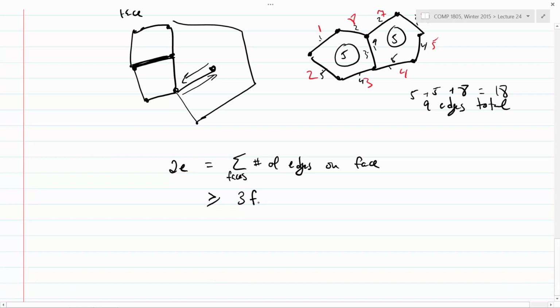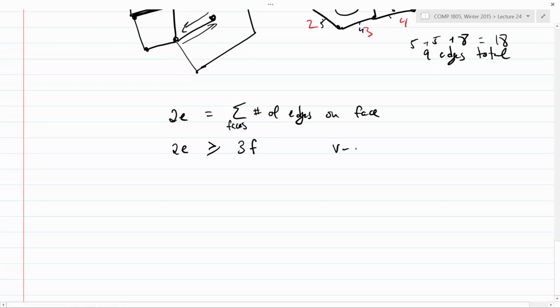So that means this thing here is greater than or equal to 3 times the number of faces, because the number of terms in this sum is f. I'm summing up for each face, and each one of those terms has to be at least 3. The smallest it can be is 3. So the sum itself has to be at least 3 times f. Can't be any smaller than that. Does that make sense? Okay, so we have 2e is at least 3f. So that's kind of nice.